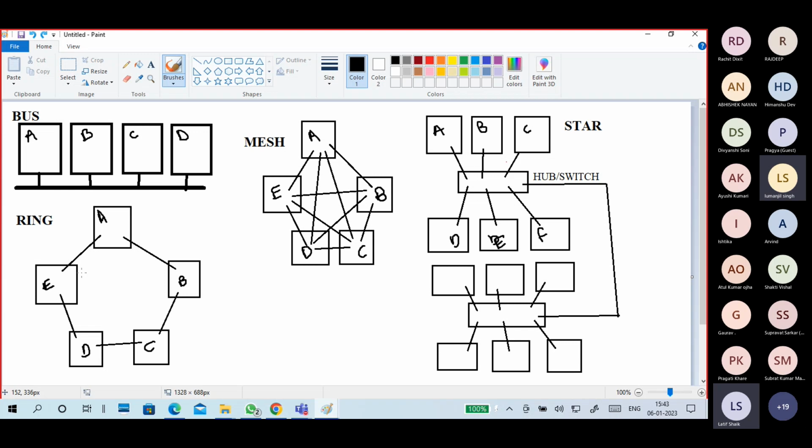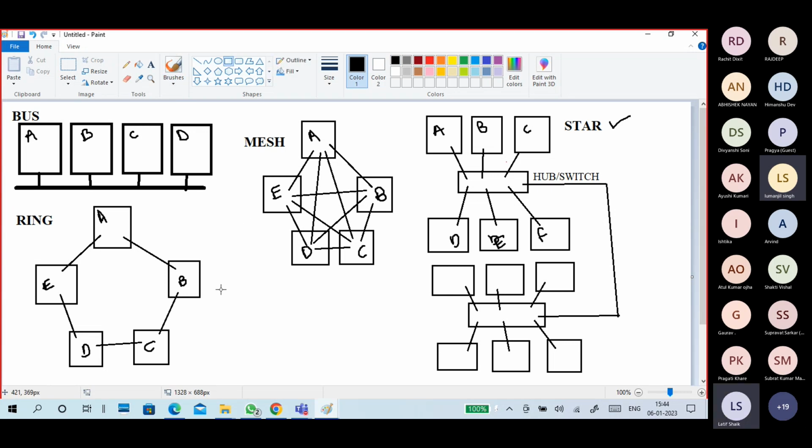Compared to bus, ring, and mesh topologies, in those three we are not using any additional device to connect, only cables. In bus topology we use backbone cables, and in ring and mesh topologies we use direct cables only. But in a star topology, not only cables, we also use a switch or hub kind of device. And if you scale this, we can add multiple devices. We all use star topology only.